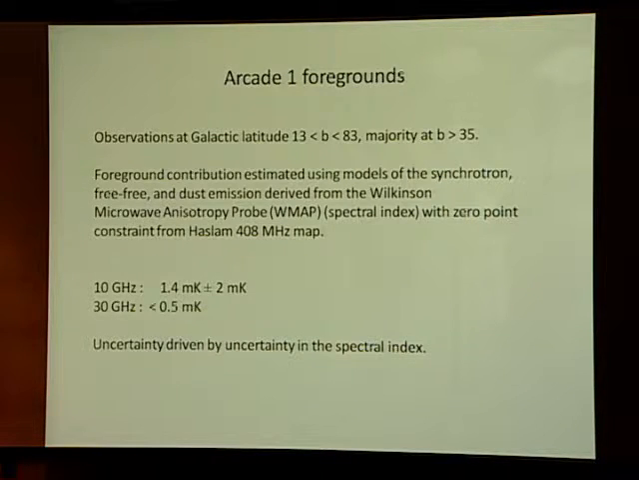The foregrounds for 10 and 30 gigahertz were derived from a combination of WMAP and the Haslam 408 megahertz map. And in magnitude, they're about 1.4 millikelvin and less at 10 gigahertz and less than half a millikelvin at 30 gigahertz. And the uncertainty in this is driven largely by the uncertainty in the spectral index between the WMAP and 10 gigahertz and the 408 megahertz map.